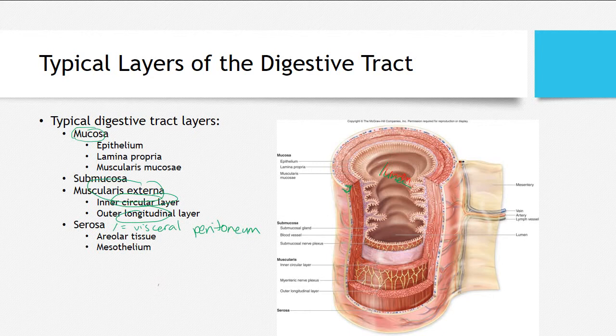It has two layers, right? We have the areolar connective tissue, and what's the other tissue? Simple squamous epithelium. Okay, in this case they call it mesothelium, but it's basically simple squamous epithelium.